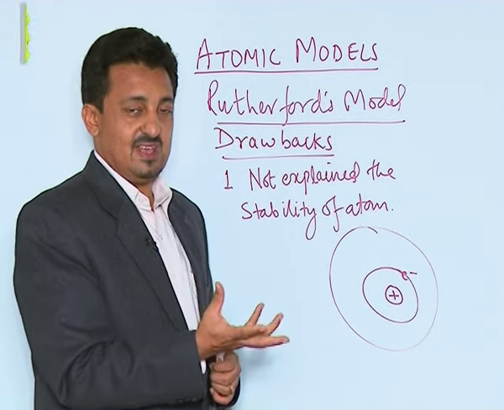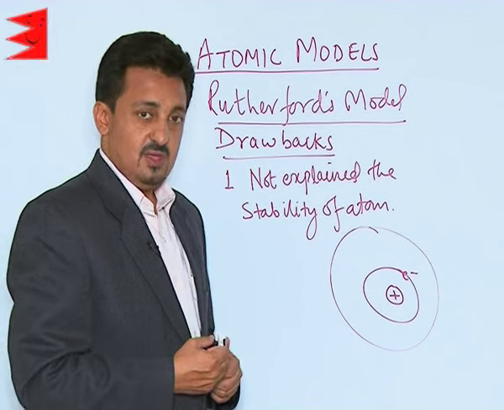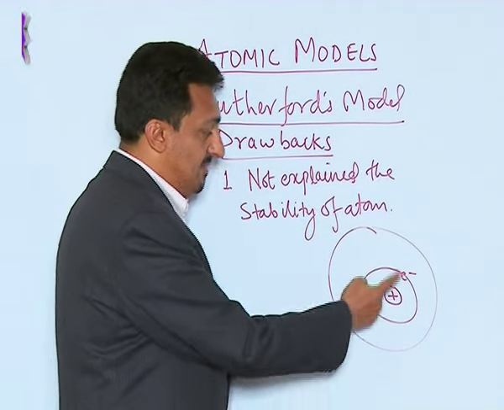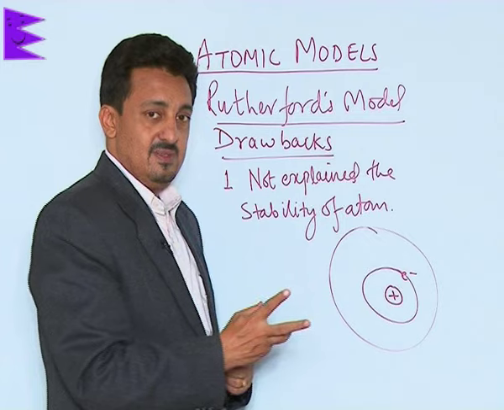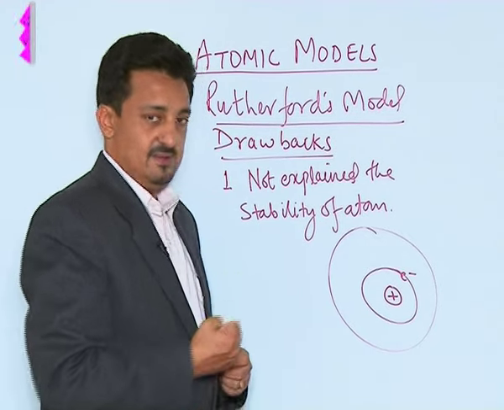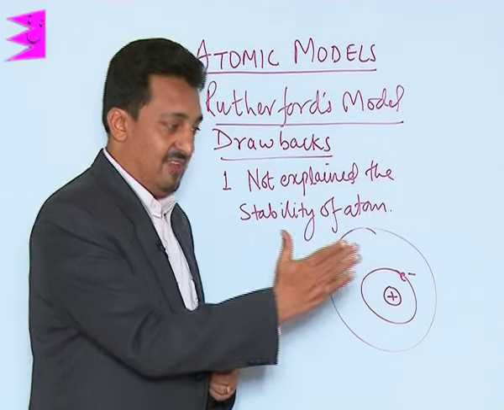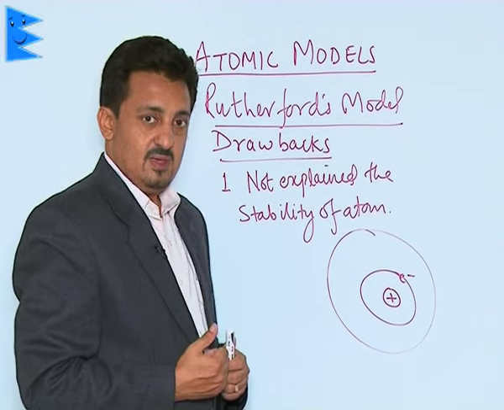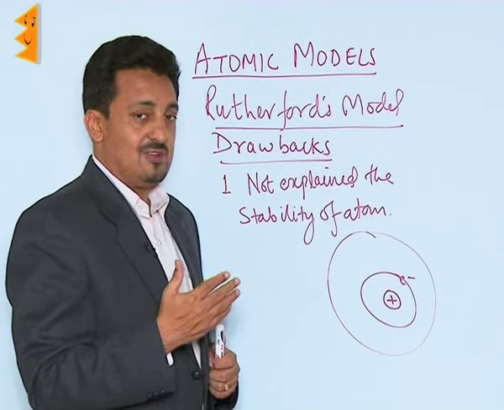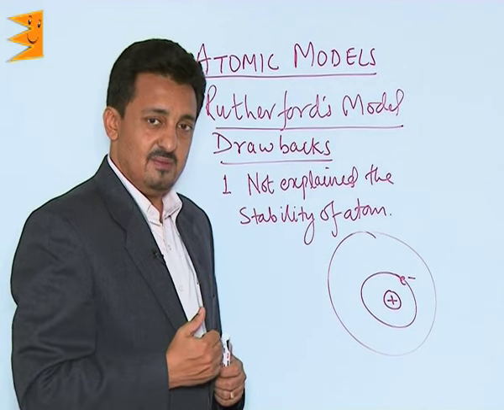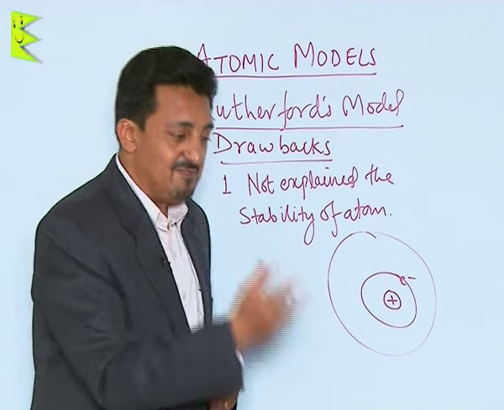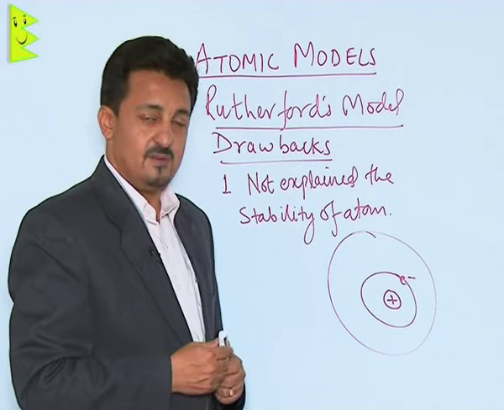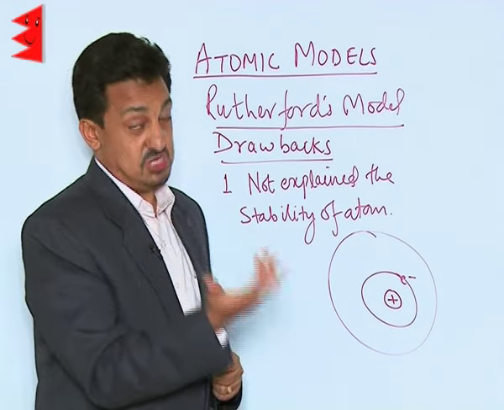This again is a basic physics phenomenon. The particle which is moving in a circular path always gets accelerated, as its direction is changing. Then there is a theory called the electromagnetic theory of Maxwell, which says that when any charged particle is undergoing acceleration, it loses energy.